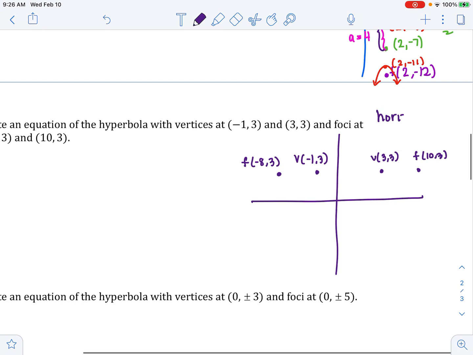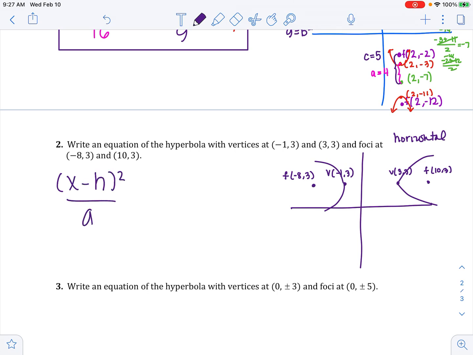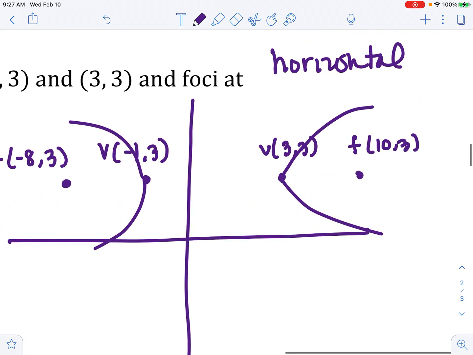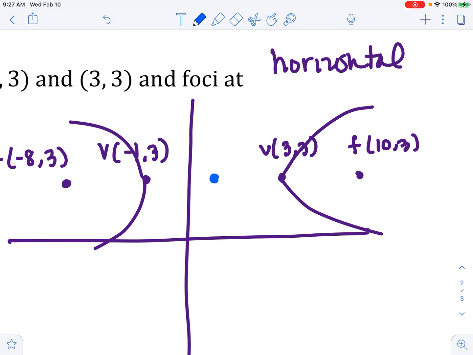Okay, so once again, I can see that all these points are horizontal, so I know that this is horizontal. But another way of thinking of it is that your vertices have to wrap around your foci. So I know it's horizontal. Since it's horizontal, I'm going to write x minus h squared over a squared minus y minus k squared over b squared is equal to 1. All right, we're going to get our center first. You always have to start by getting your center first. So my center is located directly in between these two. This will be my center.